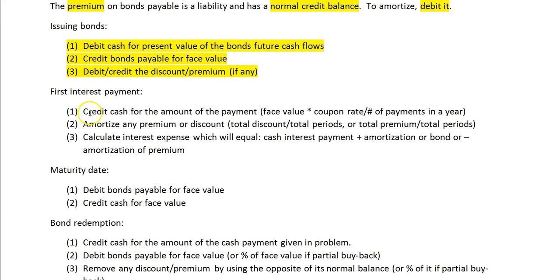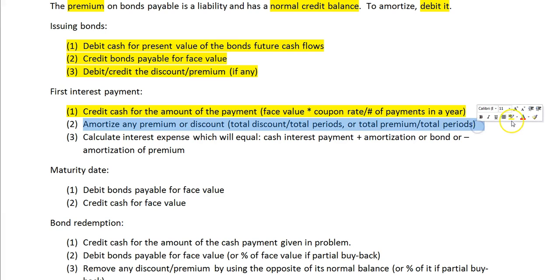The first interest payment, we're going to credit cash for the amount of the payment. It's always equal to the face value of the note times the coupon rate divided by, in our case, 2, because all of the ones we're going to see are semi-annually. We're going to amortize any premium or discount. So we're going to take the total amount of the discount divided by the total periods, or if it's a premium, the total premium divided by the total periods.